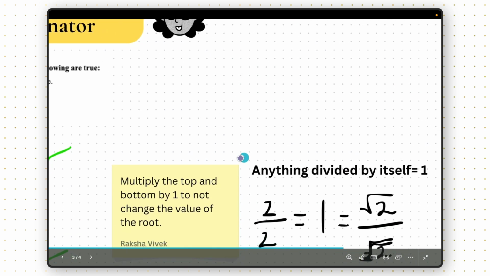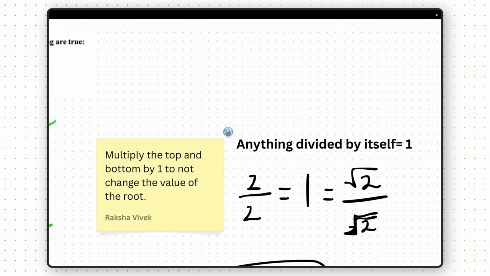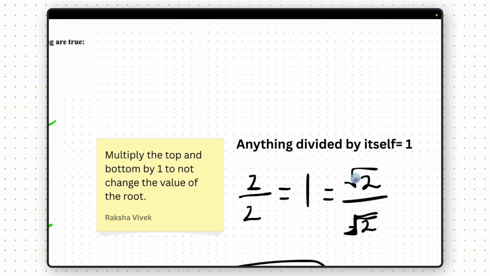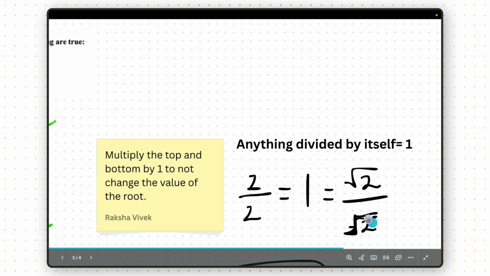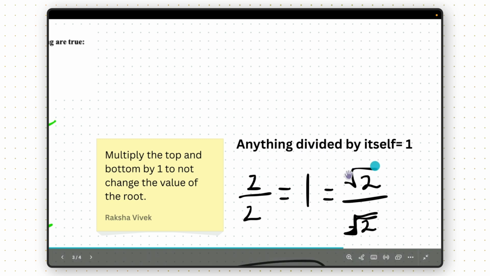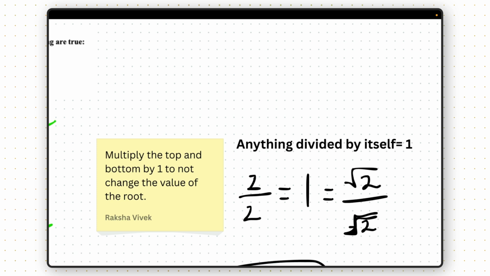So the first thing I want to clear up is that anything divided by itself is 1. 2 divided by 2 is 1, and the square root of 2 divided by the square root of 2 is also 1. So if we need to move a radical from the denominator to the numerator of the fraction, we can multiply the top and bottom by 1, which won't change the value of the fraction, but if we use it like this, it will move the radical in the denominator to the numerator.